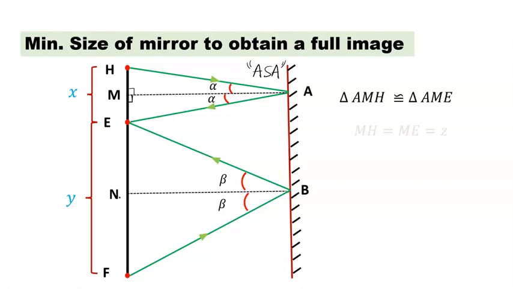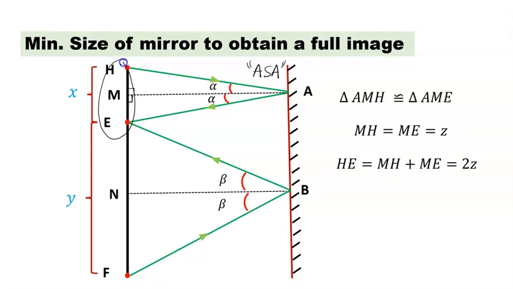Now since they are congruent triangles, MH and ME must be the same. Let's say MH and ME are equal to Z. Now look at HE. We have already seen that HE is equal to MH plus ME. And since MH and ME are the same, equal to Z, we will write this as 2Z. But HE is equal to X, so X is equal to 2Z, and hence Z is equal to X by 2.